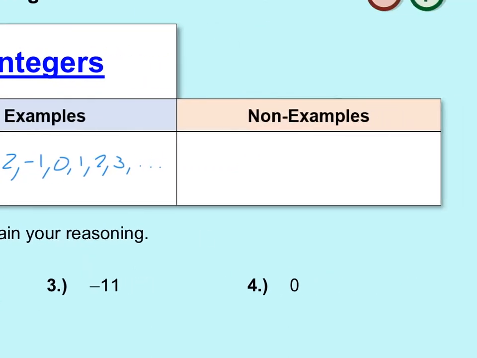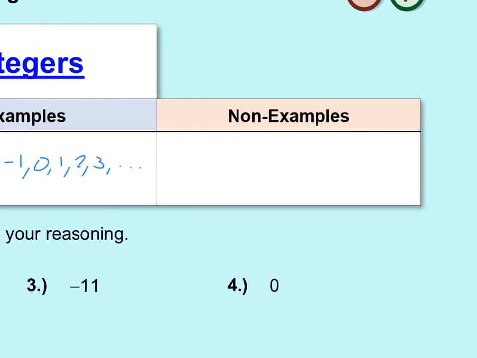Well, now let's go over and write some non-examples. Basically, fractions and decimals don't count. 1/3 would be not an integer. 0.2 would be not an integer. 3 and 1/4 would not be an integer. Pi is not an integer. 0.6 repeating, not an integer. Those aren't integers because they're not whole numbers. So again, that should be a review for you guys.